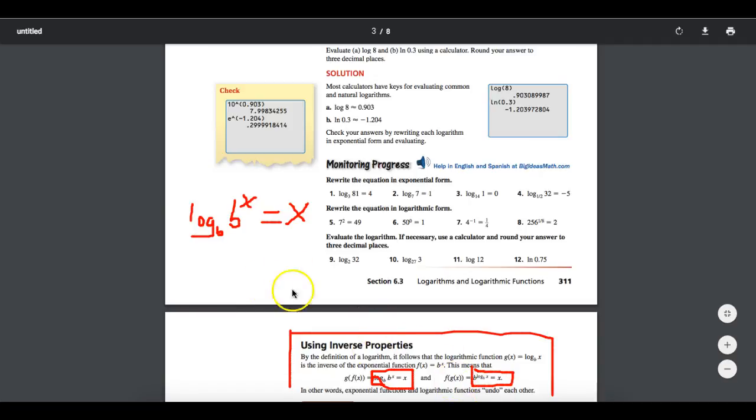The next rule is that if we have an exponential function and our exponent just so happens to be a log expression, and that log has the same base as the base of our exponent, then we know that this is equivalent to whatever the value of our log is. Okay?